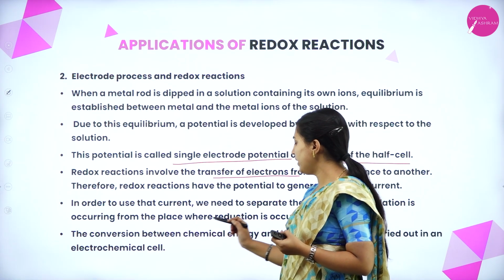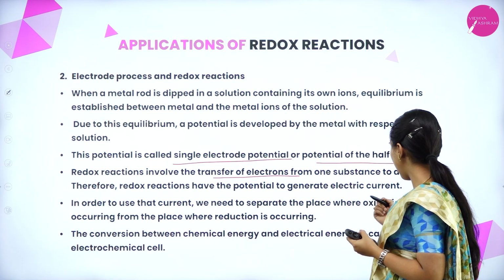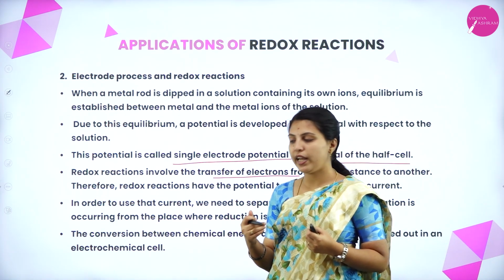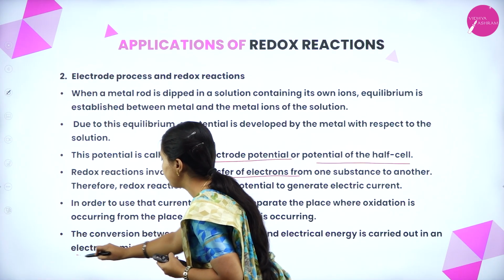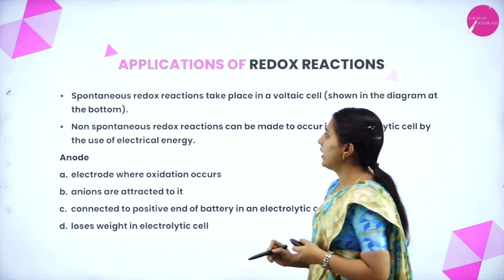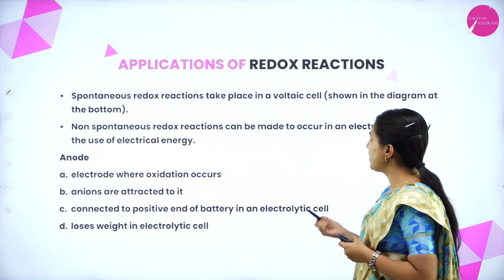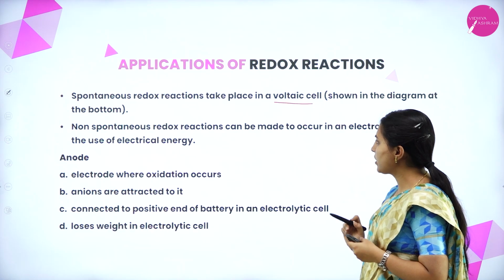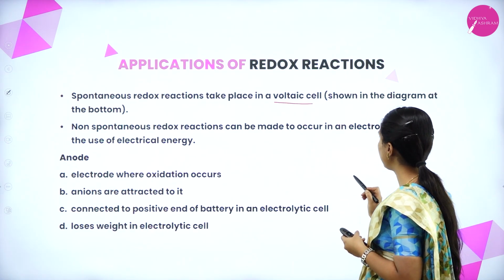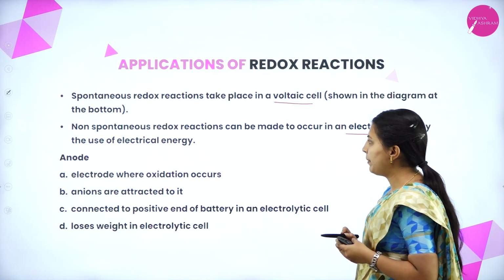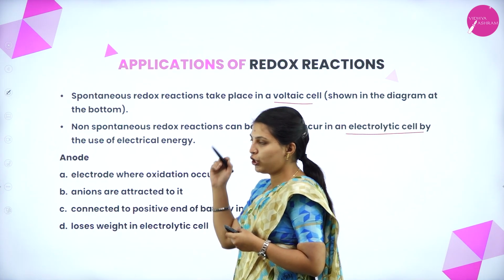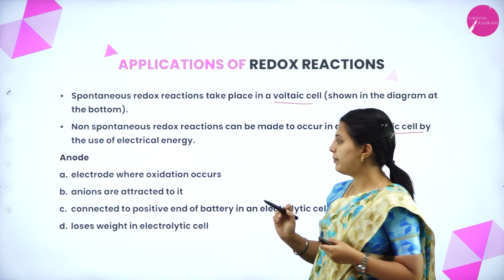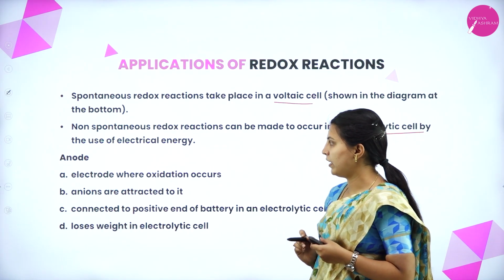The conversion between chemical energy and electrical energy is carried out in an electrochemical cell. This overall conversion, where will it happen? It will happen in an electrochemical cell. Next, spontaneous redox reactions take place in a voltaic cell. Non-spontaneous redox reactions can be made to occur in an electrolytic cell by using electrical energy. Spontaneous reactions, voltaic cell. Non-spontaneous reactions will be seen in an electrolytic cell.